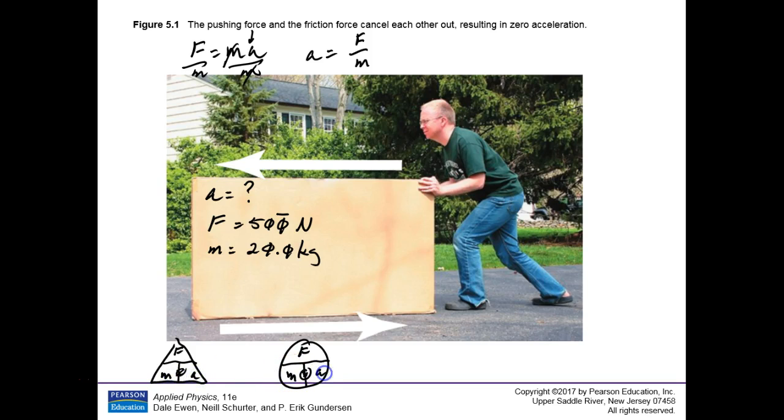Mass times acceleration. And guess what? Now you know the relationship. If you're looking for force, cover the force. Force equal mass times acceleration. Yeah, there it is. If you're looking for mass, force divided by acceleration. If you're looking for acceleration, force divided by mass. That's exactly what we got. It's a nice little trick that works with lots of formulas.